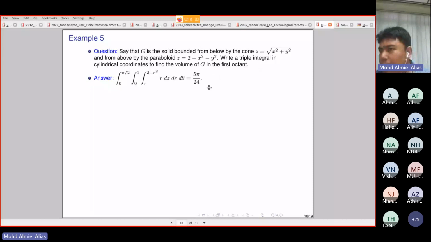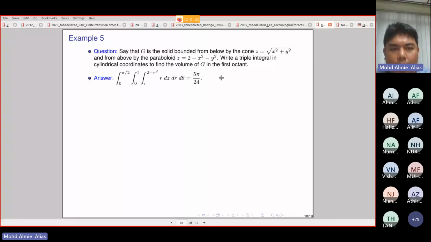And then probably another one, just for a few minutes because it's almost 4. Say that G is the solid bounded from below by the cone z equals the square root of x squared plus y squared, and from above by the paraboloid. Something like this. And then write a triple integral to find the volume of G in the first octant.